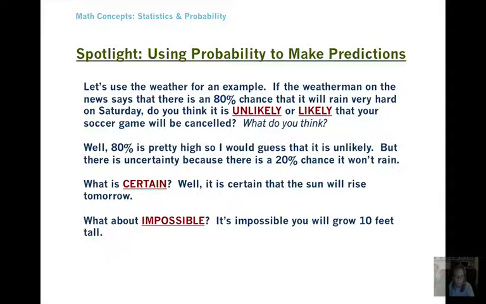Let's use the weather, for example. It's always easy to use weather. If the weatherman says that you've got an 80% chance it's going to rain really hard on Saturday, do you think it's unlikely or likely that your soccer game will be canceled? Well, I'd probably say it's likely my game is going to be canceled, because they said it's going to rain really hard, and 80% is pretty high, right? But are you certain? Well, you can't really be certain, right? There's a 20% chance that it won't happen. So what's certain? Well, I think you can be pretty safe to say that it's certain the sun will rise. And it's probably impossible that you're going to grow to be 10 feet tall.